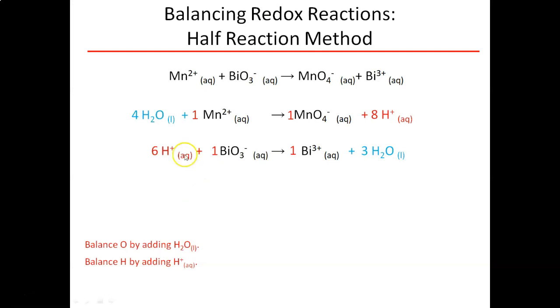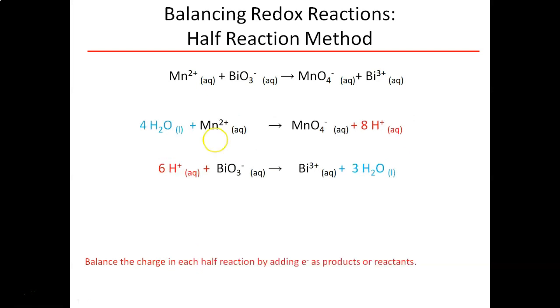What I can do is look at the overall charge on both sides and balance it by adding electrons. If I look at this first reaction, I have a charge of +2 in my reactants, and on my products I have 8 protons with a +1 charge and 1 permanganate with a -1 charge, so I have a total of +7. I can only add electrons to the side that's more positive. So this side is more positive than that. If I add 5 electrons, now the sum of the charges in the products equals the sum of the charges in the reactants.